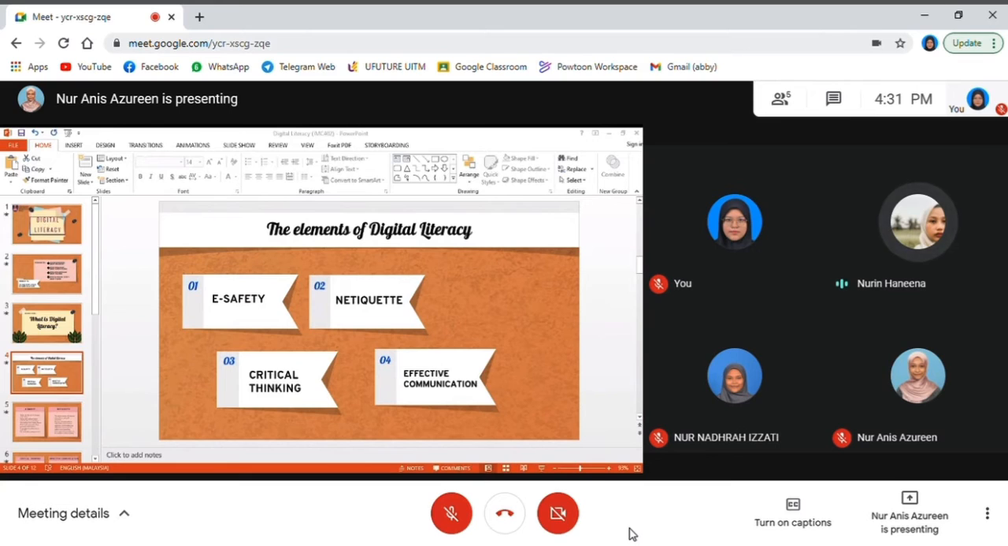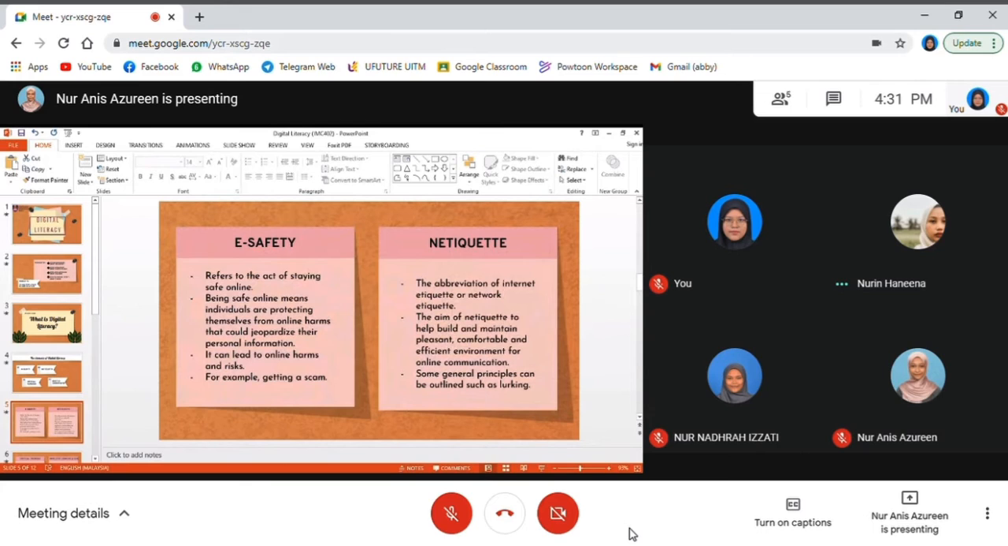I would like to continue on our next topic, which is the elements of digital literacy. There are four of them, which are e-safety, netiquette, critical thinking, and effective communication. The first one is e-safety. E-safety refers to the act of staying safe online. It means individuals are protecting themselves from online harms that could threaten their personal information, such as home address, bank account number, and telephone number. So when this happens, it can lead to online harms and risks. For example, getting a scam.